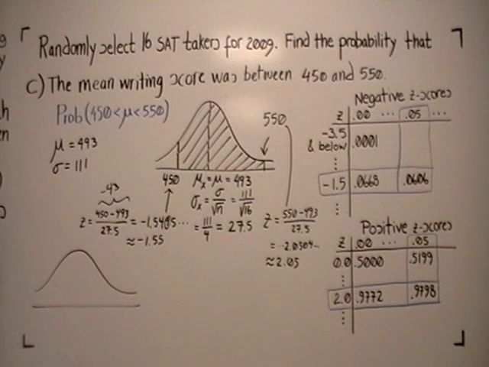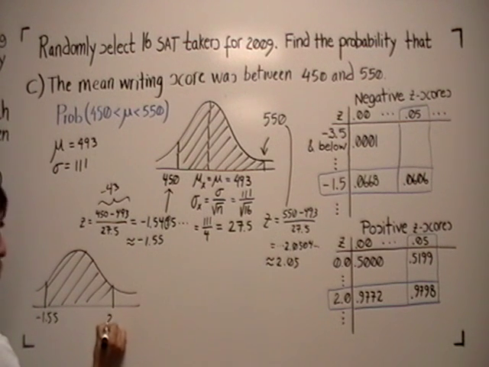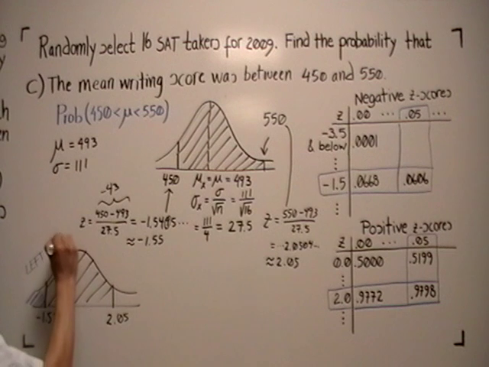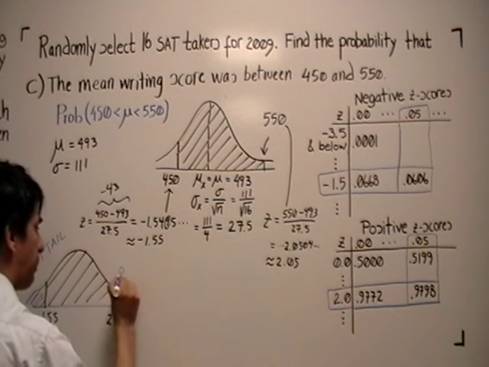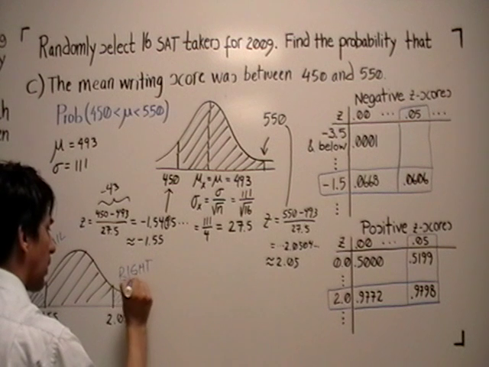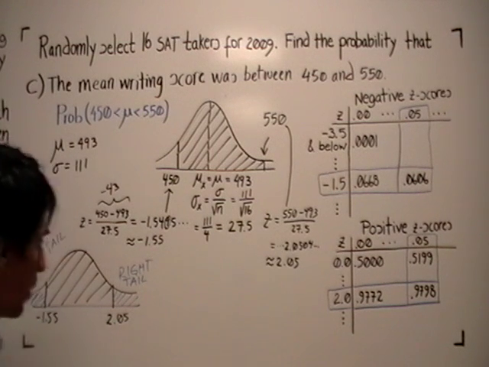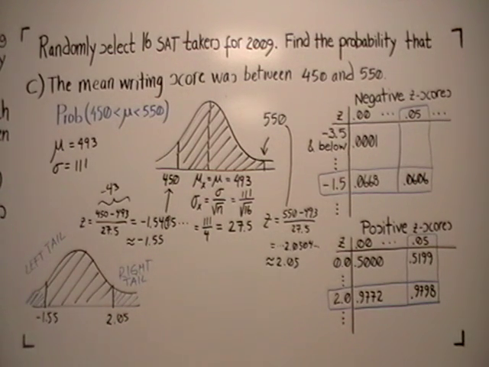What we want is the area under this standard normal curve between z negative 1.55 and 2.05. Now the way we're going to get this area is we're going to look at the tails, this left tail, the right tail. We're going to find the area of those two tails, and then we're going to subtract those from 1 to obtain the area in the middle.